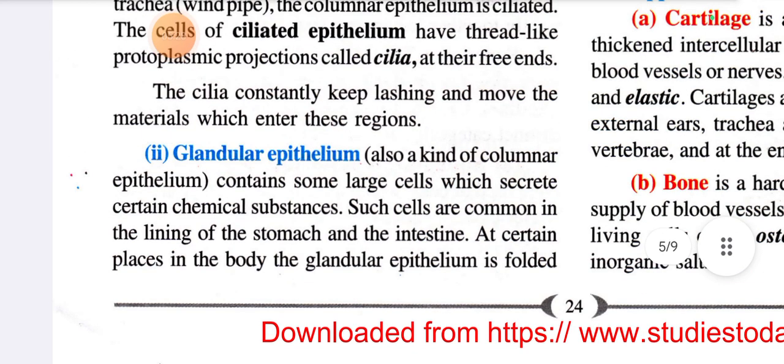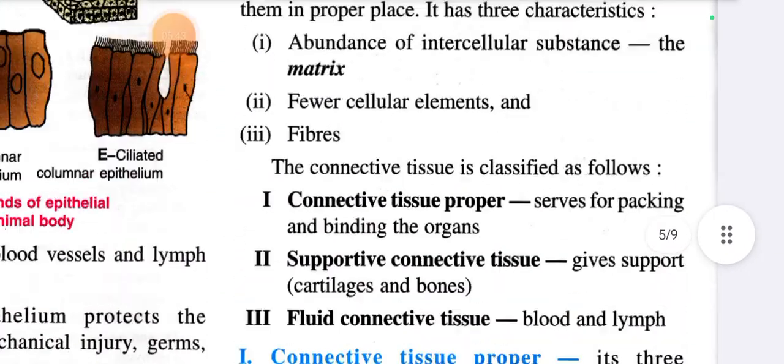Next we have glandular epithelium. It is a kind of columnar tissue. It contains some large cells which secrete certain chemical substances. Such cells are common in the lining of the stomach and the intestine. At certain places in the body, the glandular epithelium is folded.